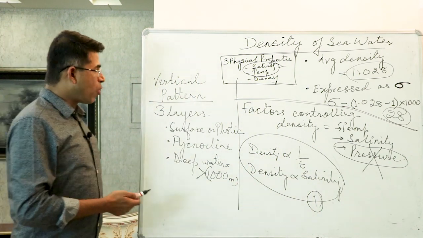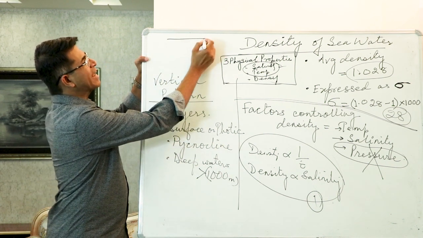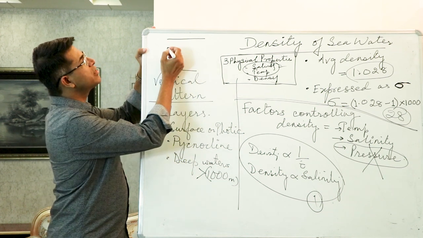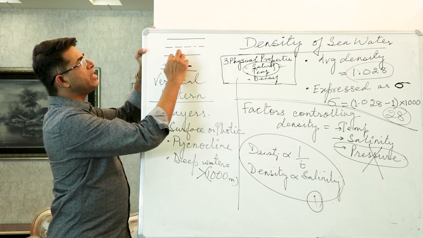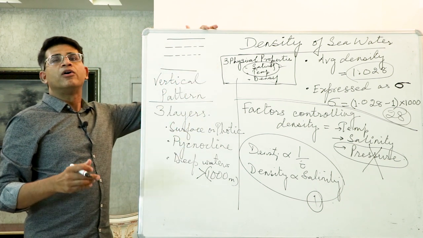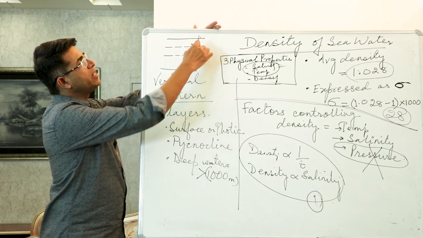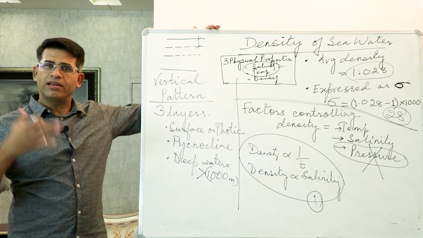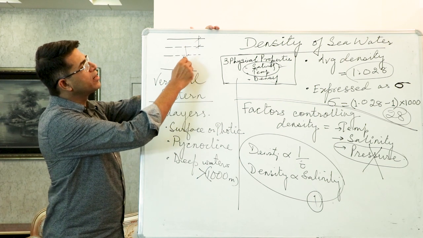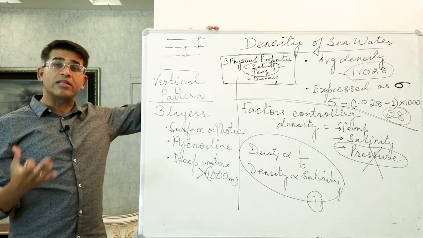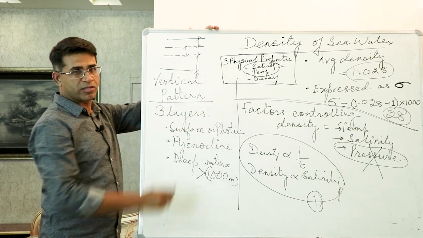And finally, what is the vertical pattern of density? The ocean waters can be divided into broadly 3 layers. And I'll suggest you remember these 3 layers even for temperature and also for salinity. There is a superficial layer in the photic zone within around 200 meters. There is a transition layer till around 1000 meters. And thereafter, there are relatively deeper waters.